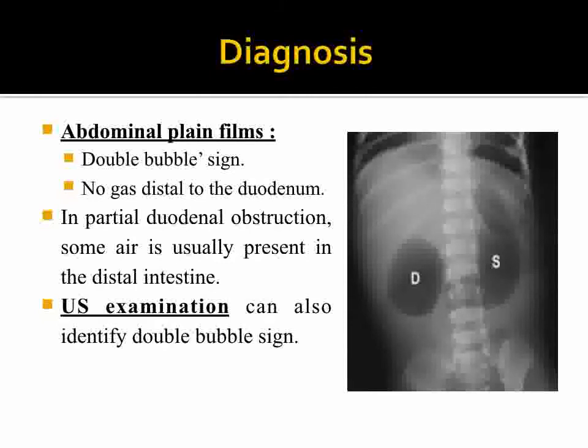If we do an ultrasound, it can also detect the double bubble sign. It can see the gas in the stomach, the gas in the duodenum, and the rest of the abdomen is gasless. So the investigations needed in duodenal obstruction are a plain X-ray, where we detect the double bubble sign, and an ultrasound examination.